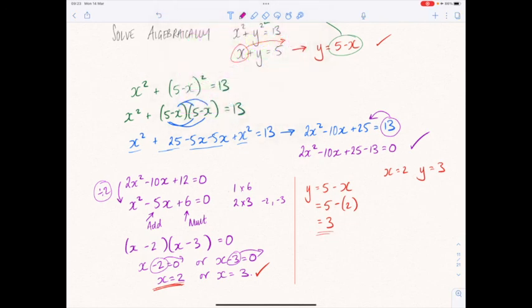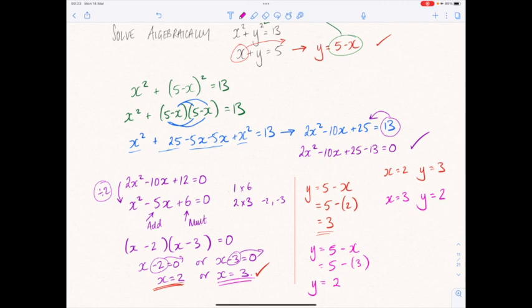And then if I take the next value of x as 3, I'm saying y is equal to 5 minus x, 5 minus 3. So 5 minus 3 is 2. So y is equal to 2. So when x is equal to 3, y is actually equal to 2.